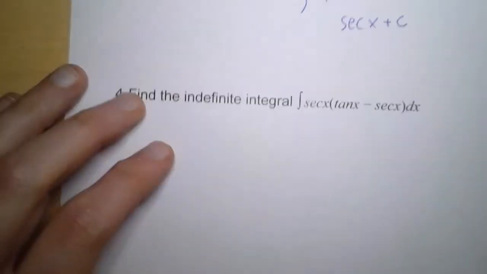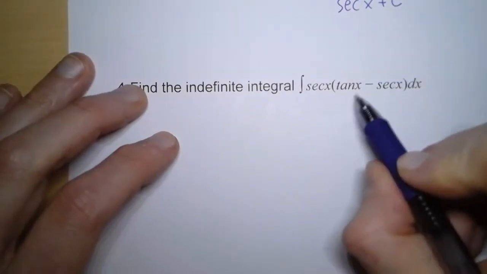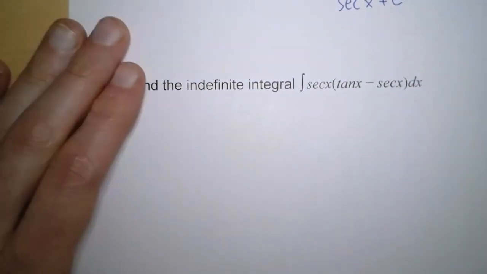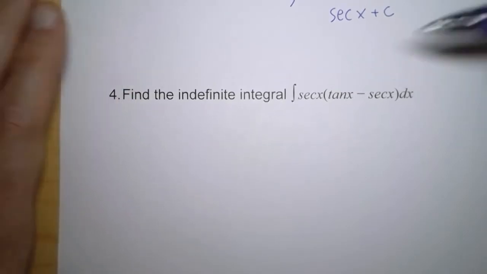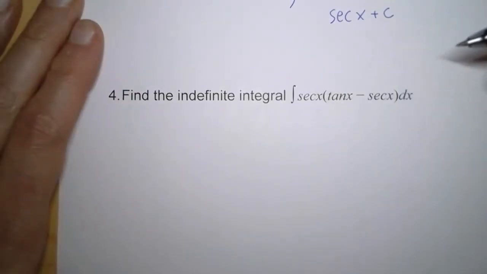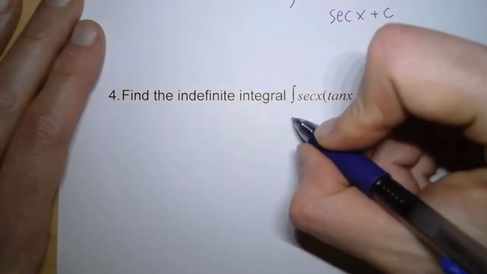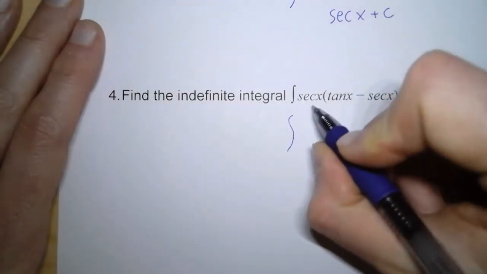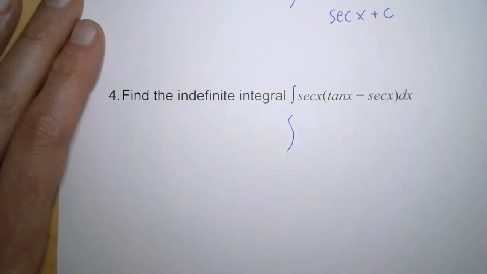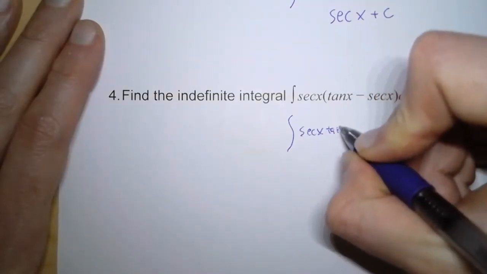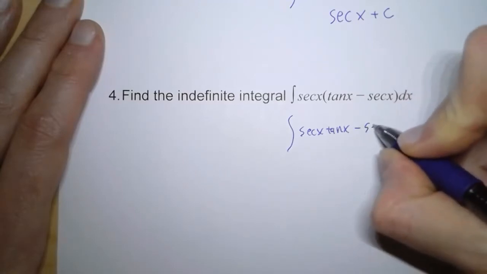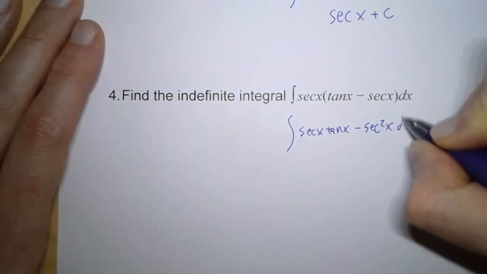Now for our last one, here we have secant of x times tangent of x minus secant of x. What a lot of people get wrong about indefinite integrals is that there is no product rule for antiderivatives, which means we have to take this and multiply it in. So what we're going to get is secant of x tangent of x minus secant squared of x dx.